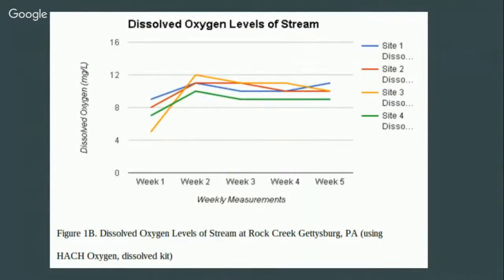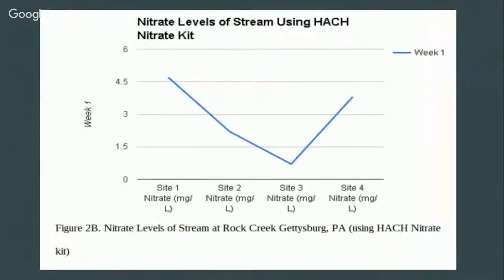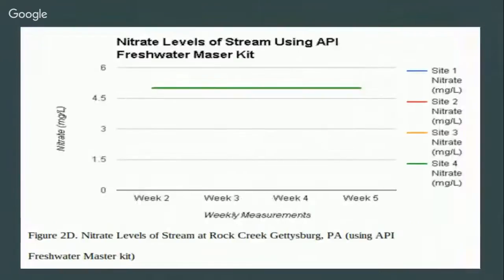The results show that dissolved oxygen increased and peaked at all sites on week 2. The levels of DO then decreased slightly during the remaining weeks. Nitrate levels varied between sites during week 1. Data collected during weeks 2 through 5 is inconclusive due to change in available testing materials.